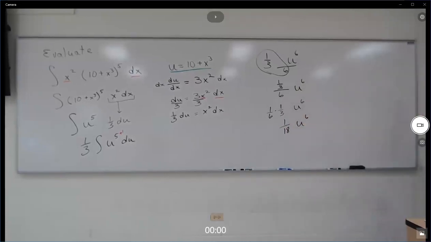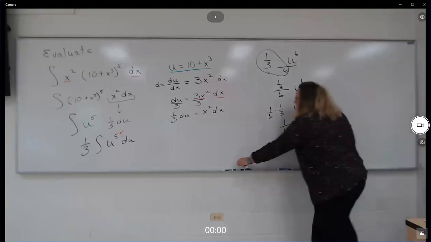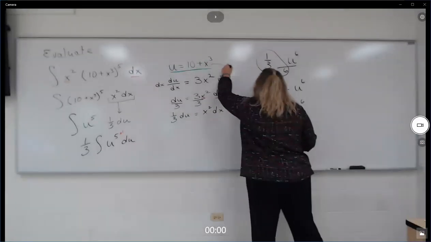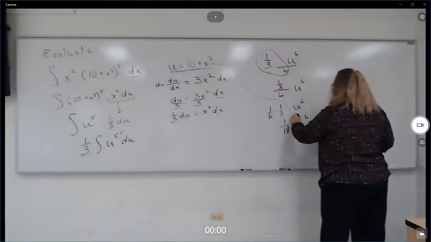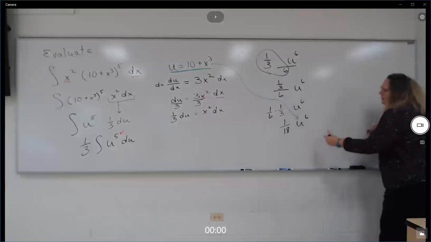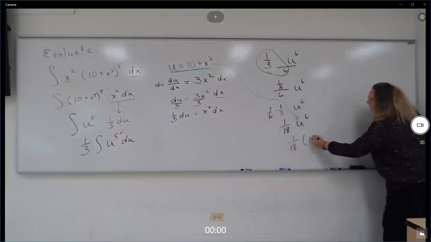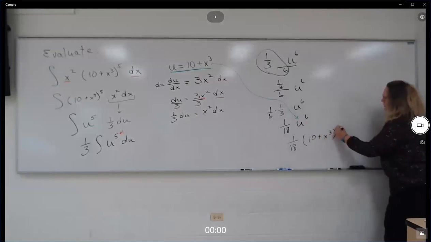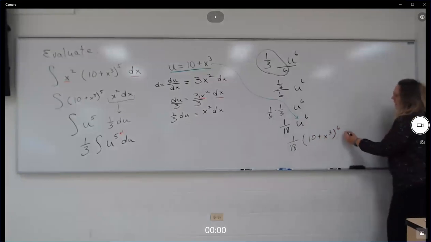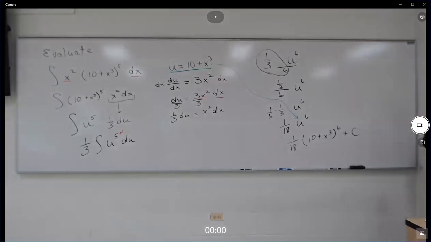Now we got to do two things. We have to go back. Our problem started with x's, so if someone just comes, they have no idea what u is. So you have to go back, find your u, and put it back in. So the best answer then is 1/18 times (10 plus x to the 3rd) to the 6th. And then, because it's indefinite, plus c.